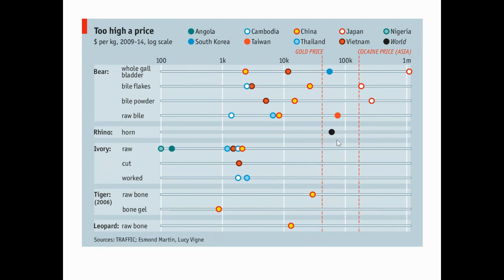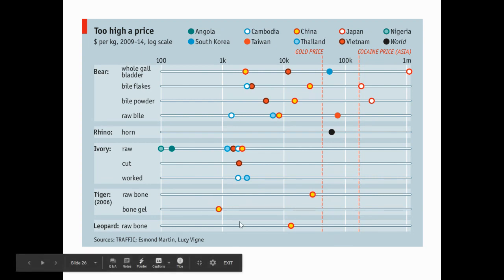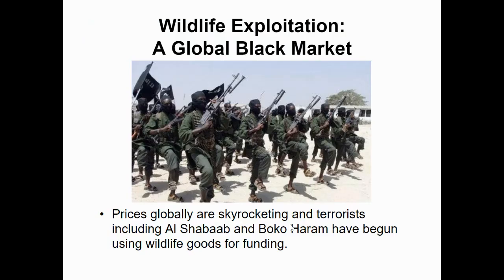Rhinoceros, just in the world, can be $100,000 per kilogram for the rhinoceros horn. Ivory, you can see the countries that are interested in that. China being up there, Thailand being up there as well. And then tiger, raw bone is a big one in China. Also bone gel, raw bone of leopards. We'll talk a little bit about why those are so important.